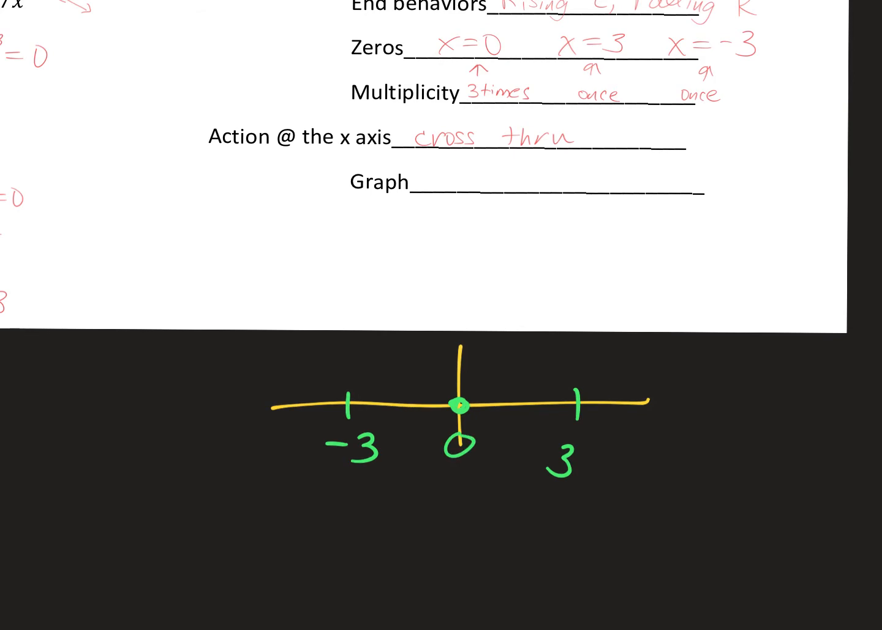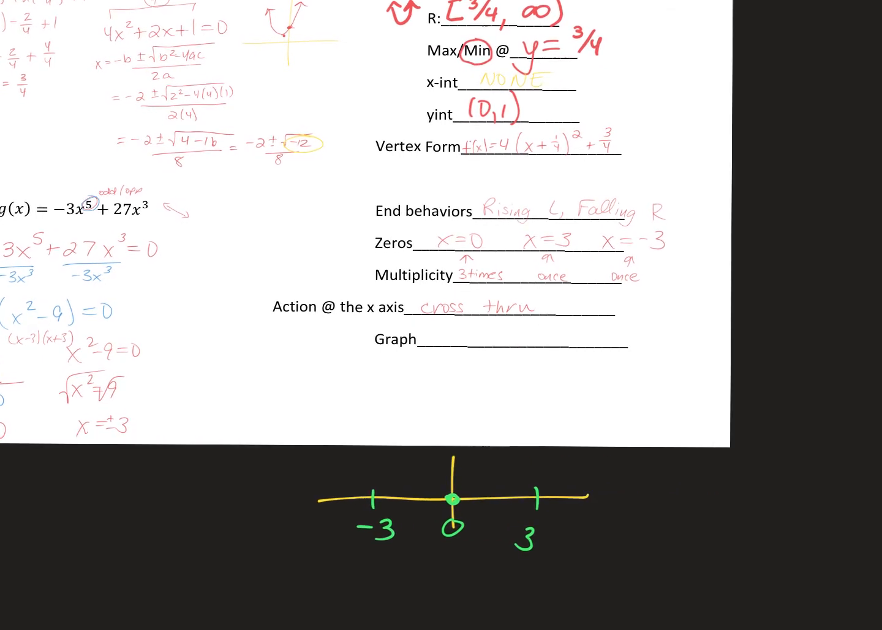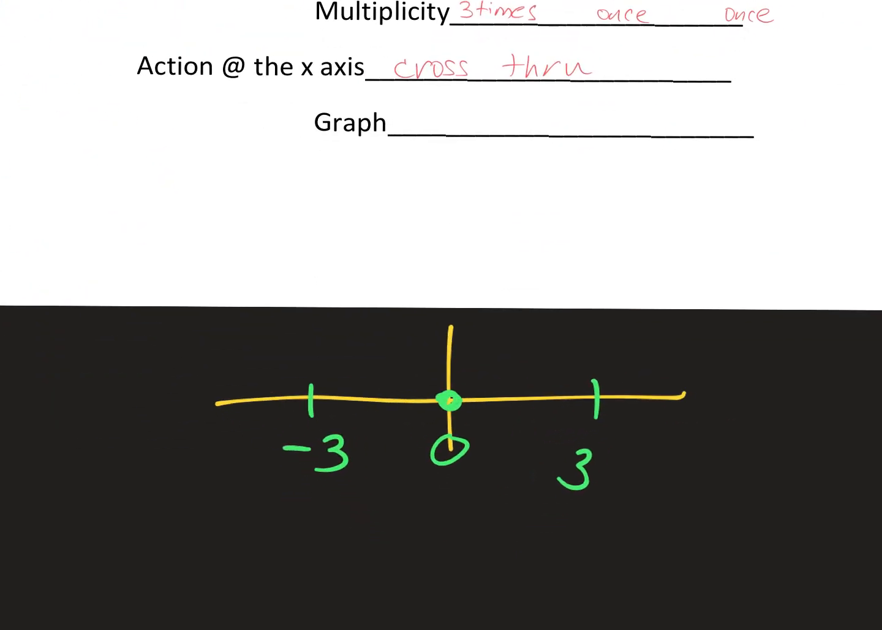So think about what your action at the x-axis is: crosses through. And what's your end behavior? Rising left, falling right. So I'm rising over here, and I'm falling over here. What's it going to do at each one of those intercepts? It's going to cross through. So it's going to come down, go through 3, go back up through 0, come back down through 3.